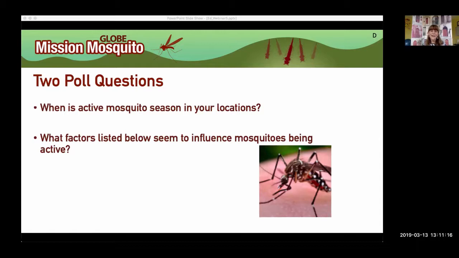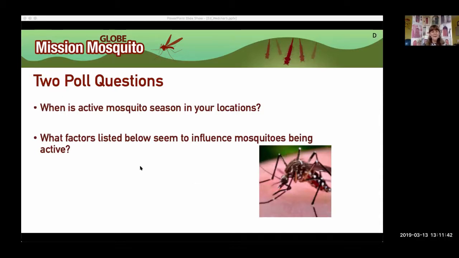And as far as the parameters that seem to be impacting when people are having mosquitoes in their area, we can see here that almost 3/4 of the folks say that it's generally all of the above. It seems to be kind of a confluence of these different factors. So very neat. Thank you so much for participating actively in the poll.